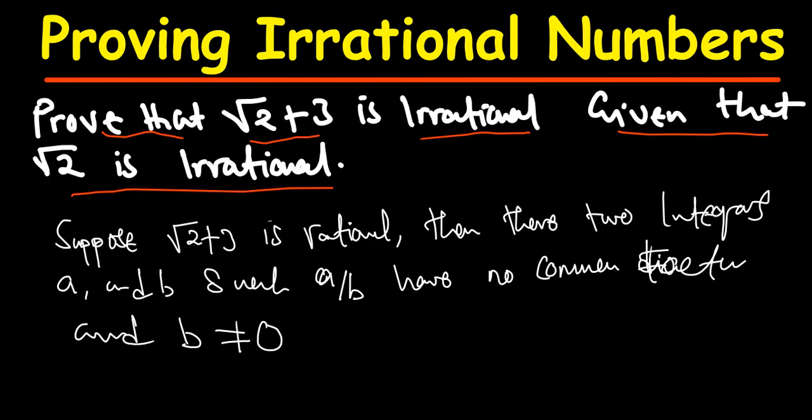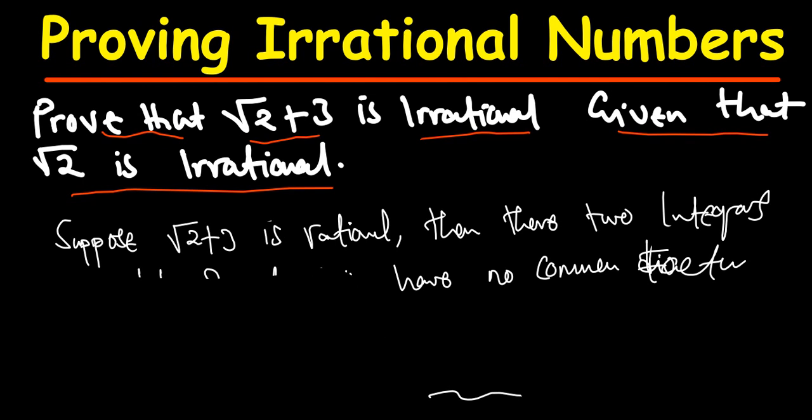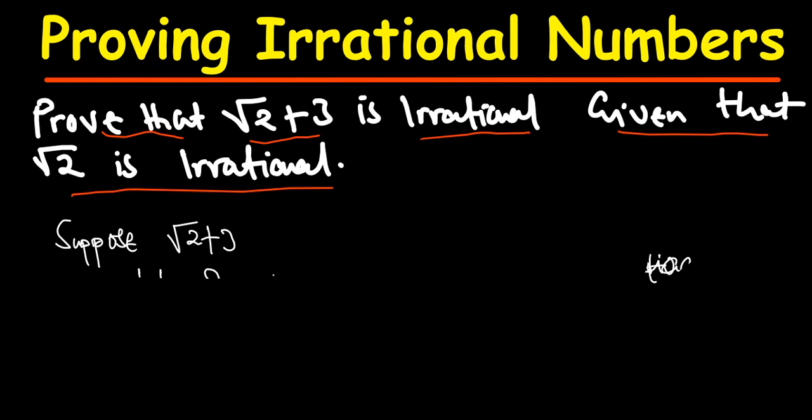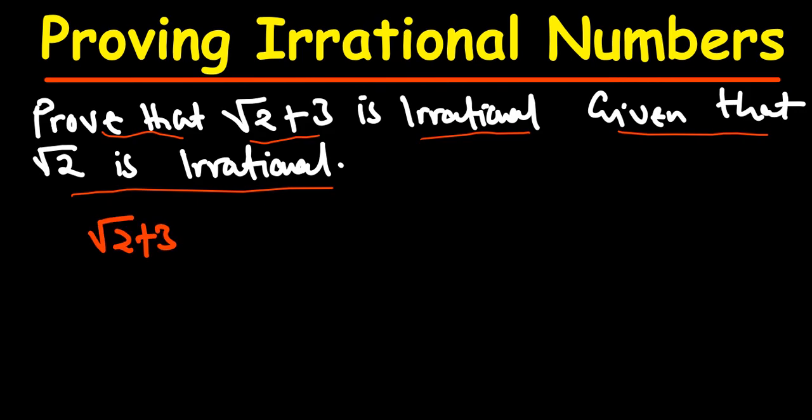After you make this assumption, it means you can write root of 2 plus 3 is equal to a over b. And then from here you can do your proof. So we've made this assumption, let us now try to prove this question. We have root of 2 plus 3, which is equal to a over b, by assumption.